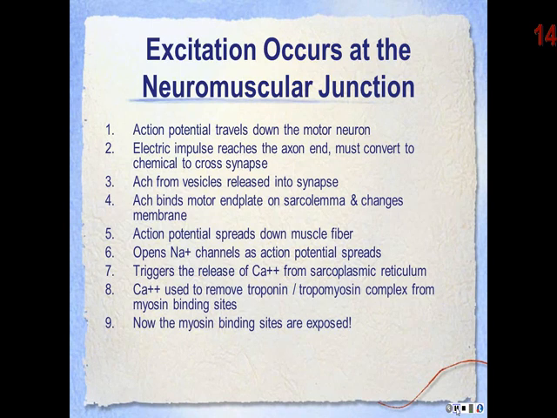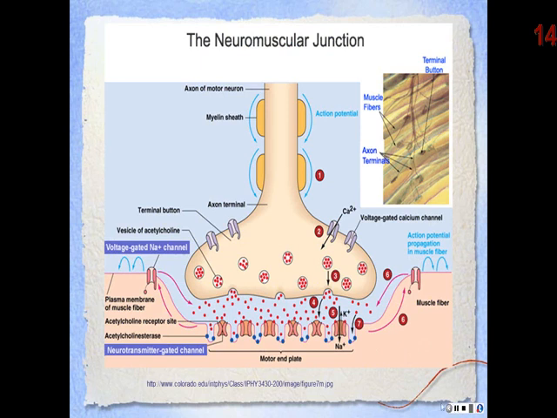Opening the sodium ion channels triggers the release of calcium from the sarcoplasmic reticulum. This is important because the calcium is used to remove the troponin and tropomyosin complex from the myosin binding site. Now the myosin binding sites are exposed. With the next two slides, we will show illustrations of the neuromuscular junction.